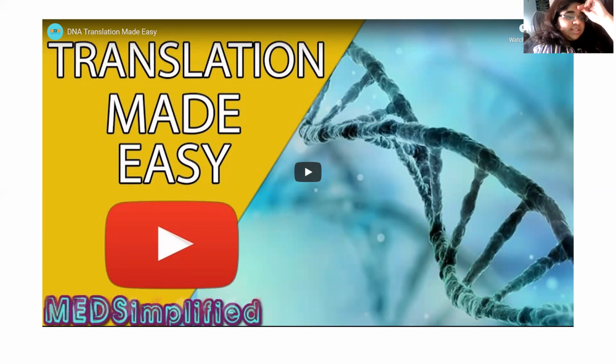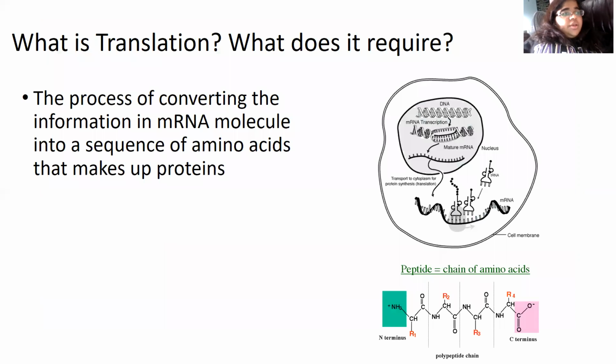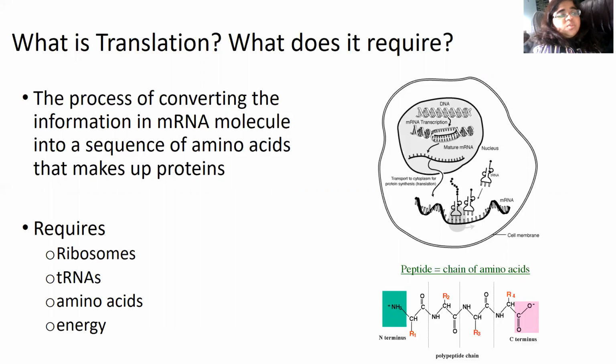Now the next section is going to be more like a question kind of thing. When you go through this next section, try to answer the questions before you go through it, okay? So what is translation, and what does it require? Translation is the process of converting information on an mRNA molecule into a sequence of amino acids that make up proteins. It requires ribosomes, tRNAs, amino acids, and energy.